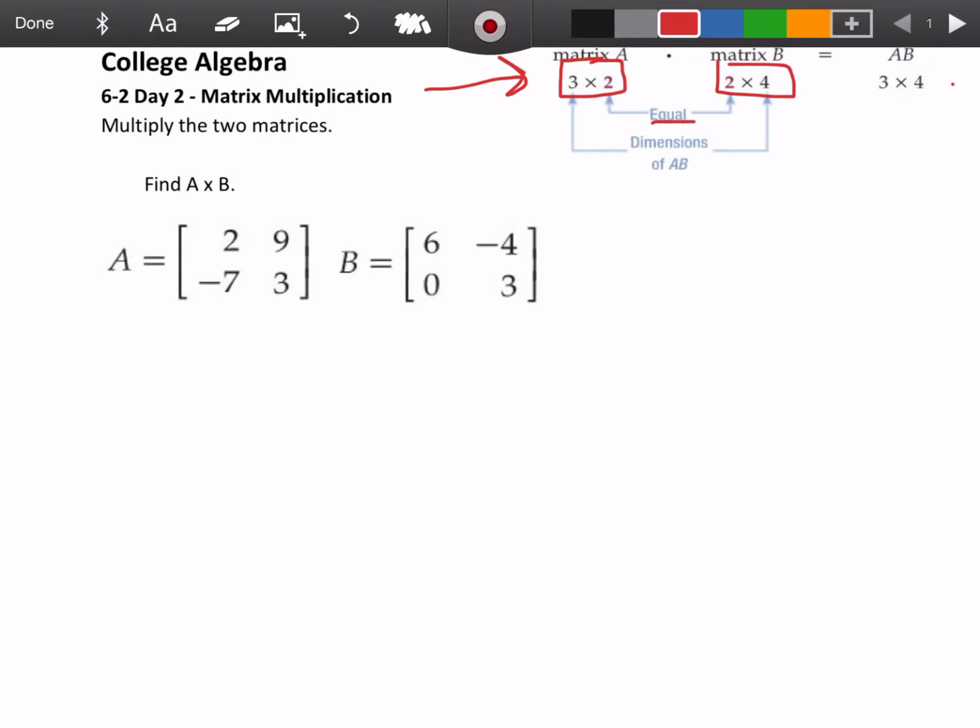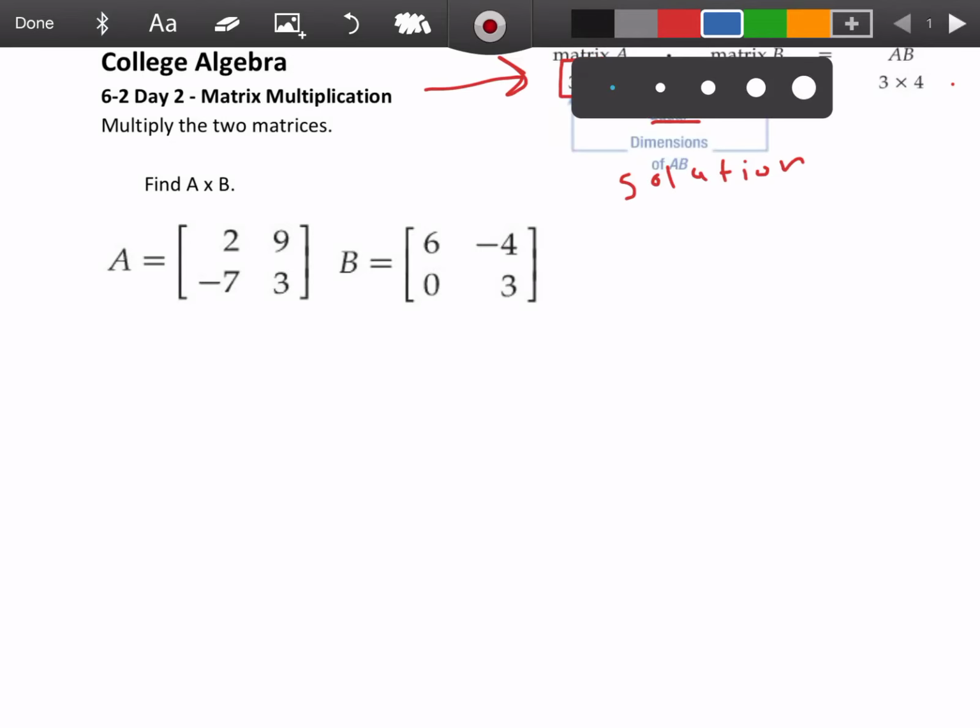What needs to happen is these middle numbers have to equal each other in order to be able to multiply, and then the dimensions of the solution are going to be the outside numbers. So our solution in the diagram would be a 3 by 4. I do want to run through a few examples here.